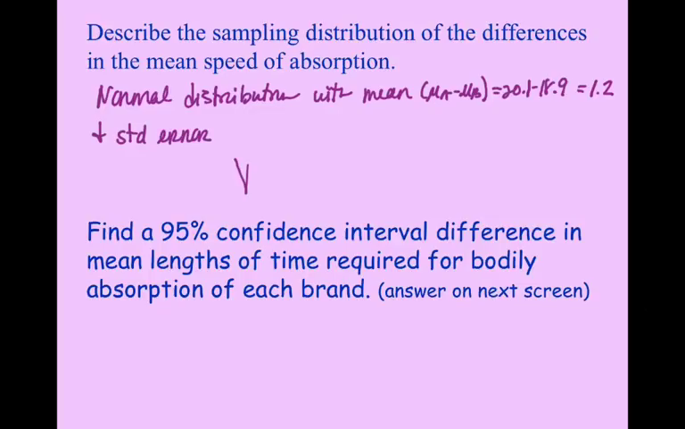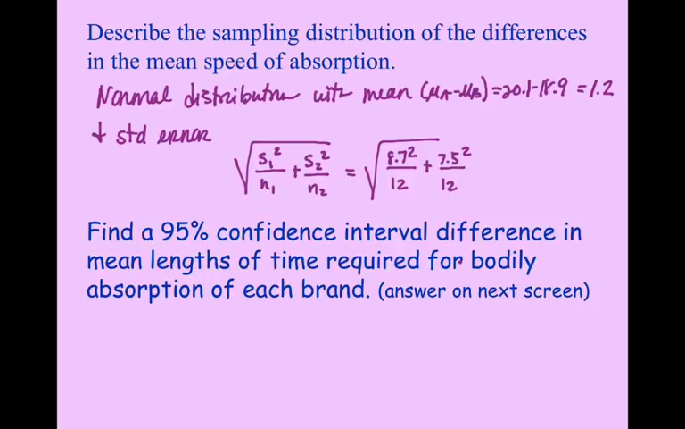remember that calculation is the square root of our standard deviation for sample 1 squared divided by n1 plus our standard deviation for sample 2 squared divided by n2. So if we calculate this, we get brand A 8.7 squared with a sample size of 12, brand B with 7.5 squared with a sample size of 12. We get a calculated standard error of 3.316. So when we describe the distribution, we talk about the shape, the center, the spread, and since it's normal, there are no unusual calculations to take a look at.